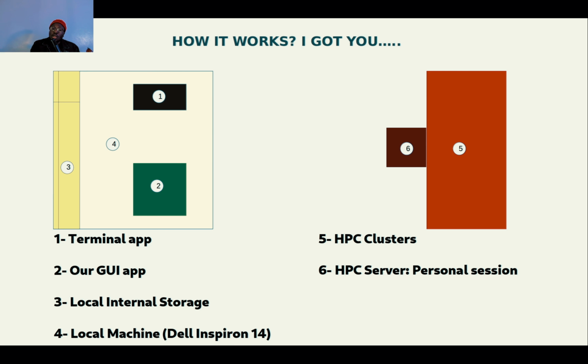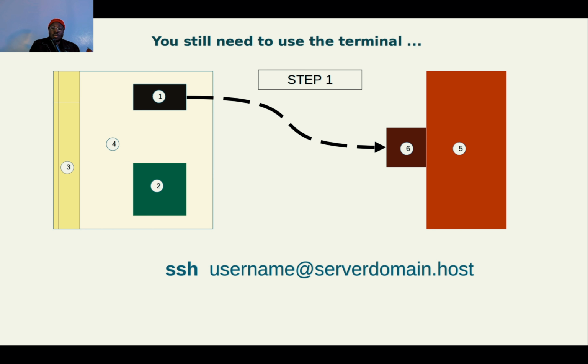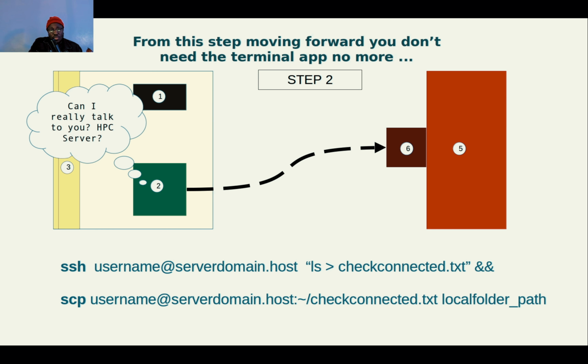The way it's going to work is, step one, a very simple SSH command that you will use to log into the HPC server. Step number two, we check that we are able to communicate with the server. So we ask the server something and see if it's responding, right?